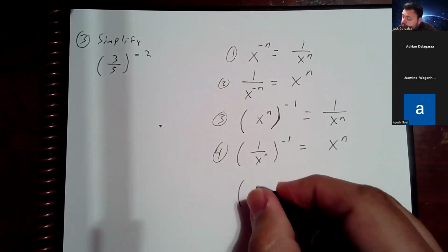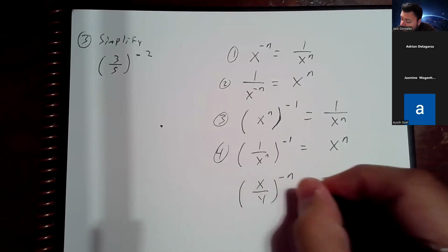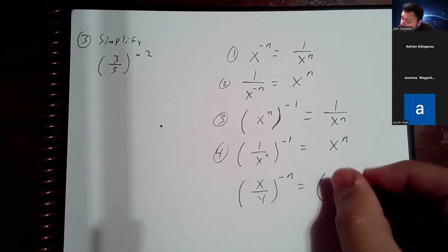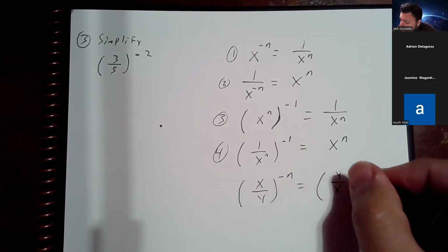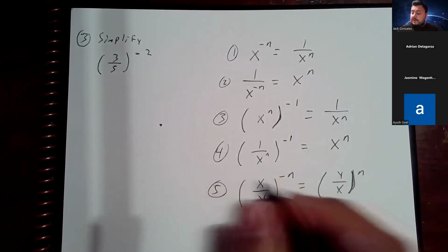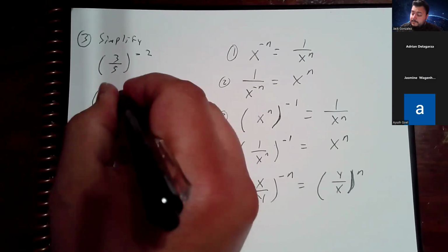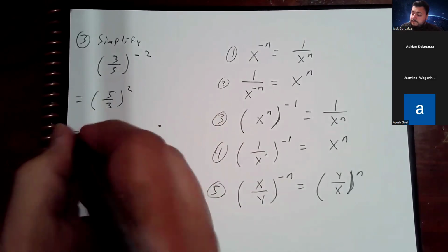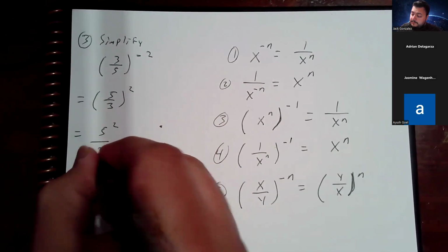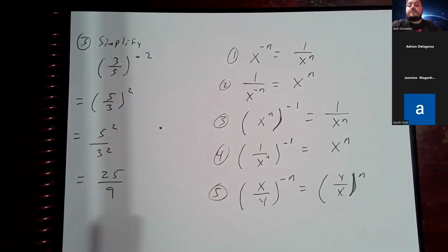So that means that if you have a fraction, let's say x over y to the negative n power, that means just flip it over. And I think I sent you all the rules of exponents, right? If not, I will soon. So using number 5, this flips over. That's it. And then square it. Square the top, square the bottom. No big deal, right? Any questions on number 3?